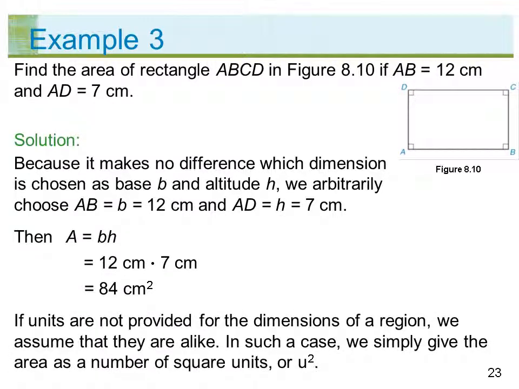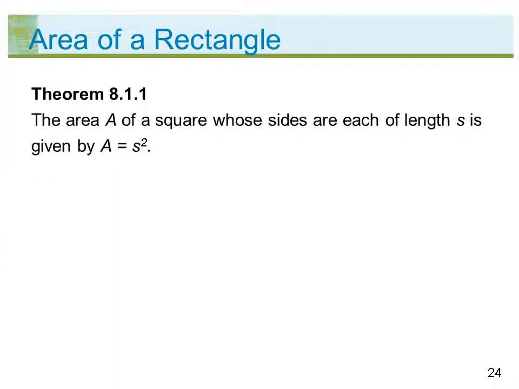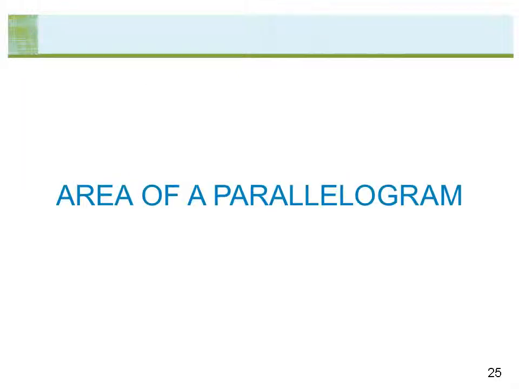If units are not provided for the dimensions of a region, we assume that they are alike. In such a case, we simply give the area as a number of square units, or u squared. Theorem 8.1.1. The area, A, of a square whose sides are each of length s is given by A equals s squared.